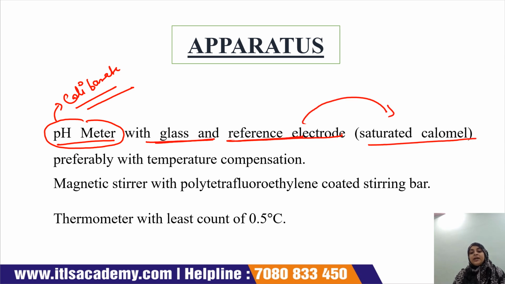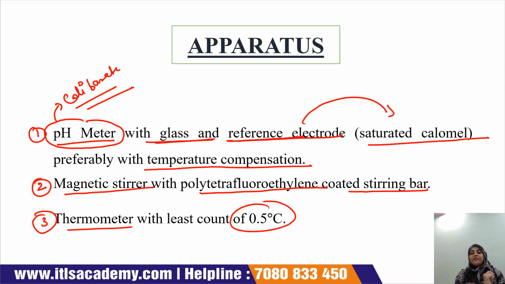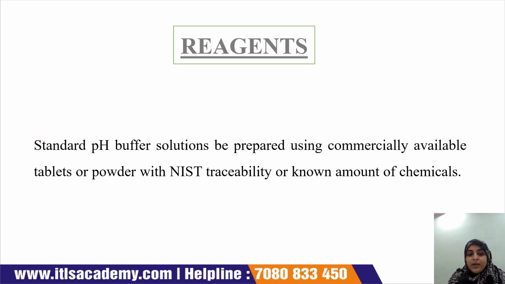It is a saturated calomel, preferably with a temperature compensation. Otherwise, it will affect the temperature. Now, a magnetic stirrer with a polytetrafluoroethylene coated stirring bar. The first instrument, the second instrument, and the third instrument is your thermometer with a least count of 0.5 degree Celsius. So we require three apparatus: pH meter, magnetic stirrer, and thermometer.